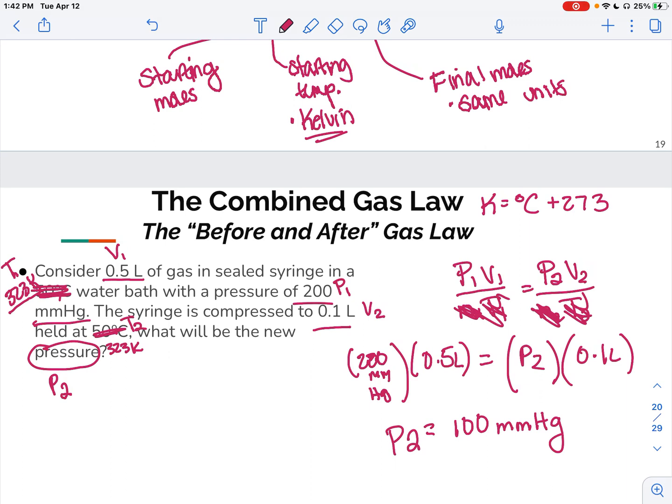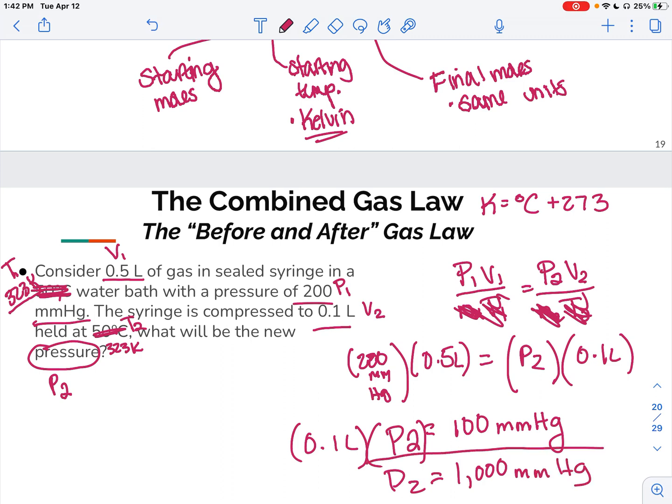Oh, sorry, I forgot to divide by P2. That did not make sense, and that's why I needed to take another look. I forgot to divide by 0.1. So we do 100 divided by 0.1, and we get 1,000. Now that makes sense.